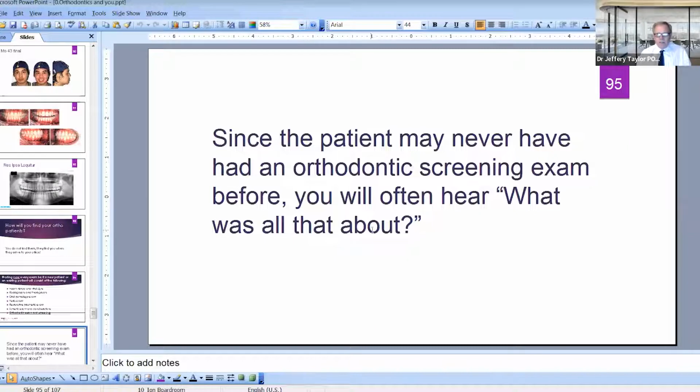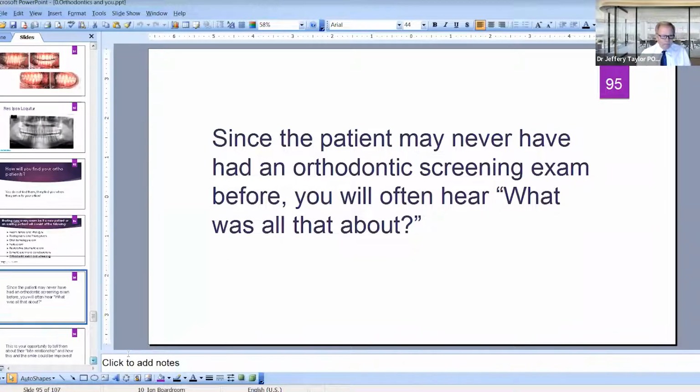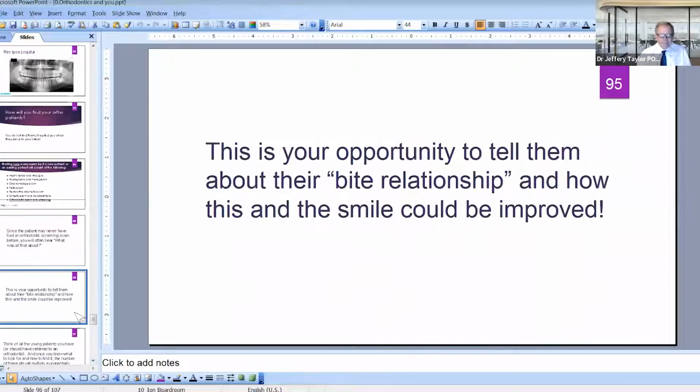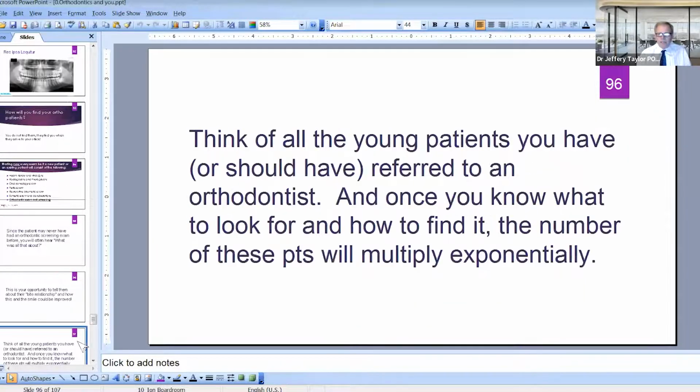So they'll say, hey, what was all that information? Because, you know, patients know about their perio pockets and they know all that stuff because they've heard it so many times, but they probably have never heard about ortho before, right? So you tell them about their bite relationship and what that looks like. And think of all those kids that you have or should have referred to an orthodontist. And once you know what to look for and how to find it, the number of these patients will multiply exponentially. So once you join us, it's a very, very powerful adjunct to your practice.